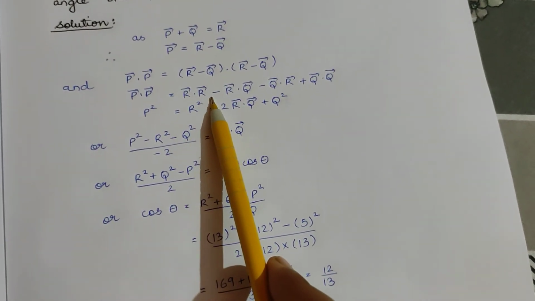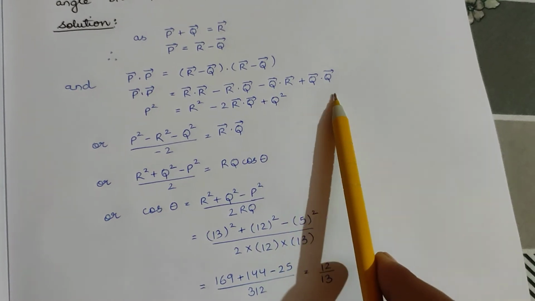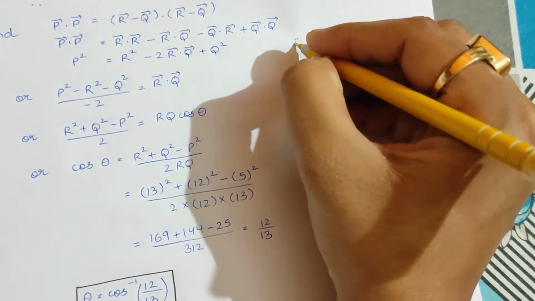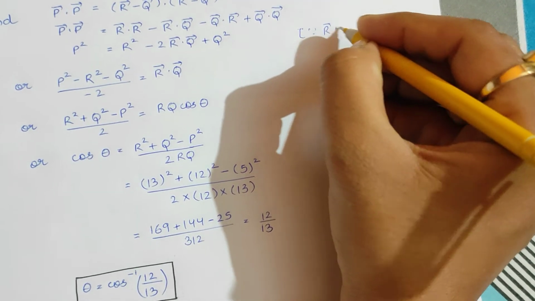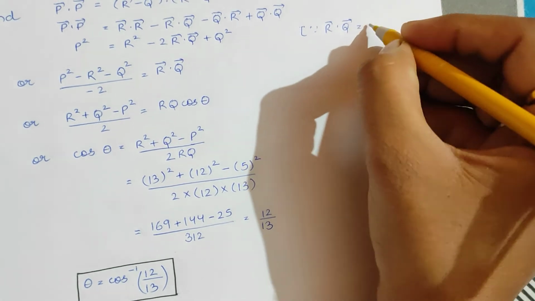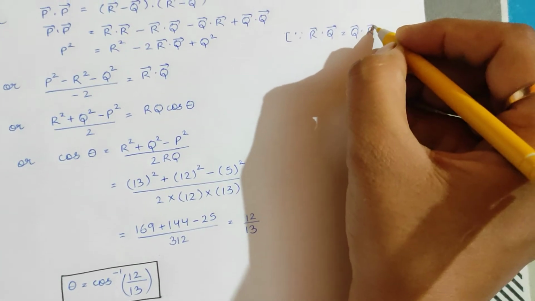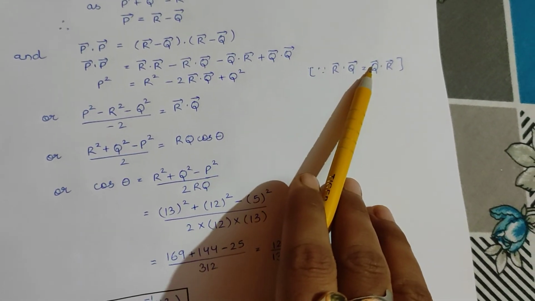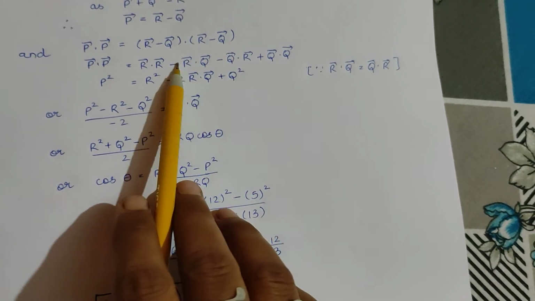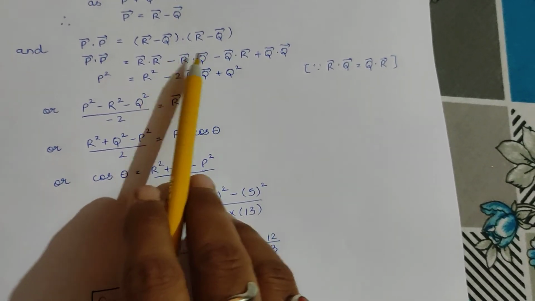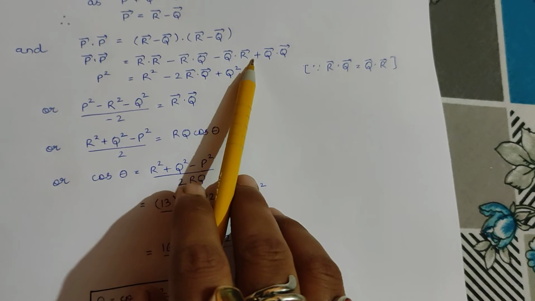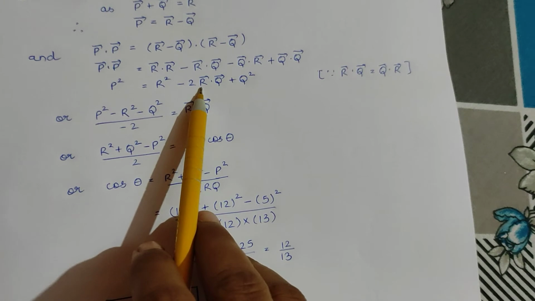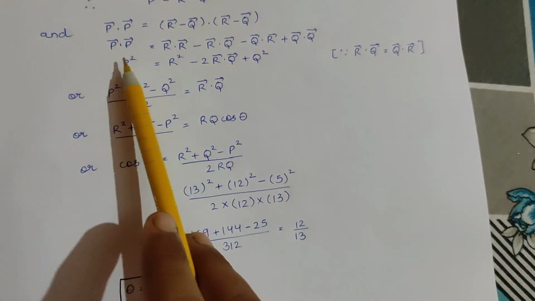Now vector R dot vector R can be written as R square, vector Q dot vector Q can be written as Q square, and since R dot Q vector is equal to Q vector dot R vector by commutative law, okay, by commutative law we know this. So these two can be written as minus vector R dot vector Q minus vector R dot vector Q. Okay, so it will get added. So it will give us minus 2 vector R dot vector Q. Fine. Now we have got this.